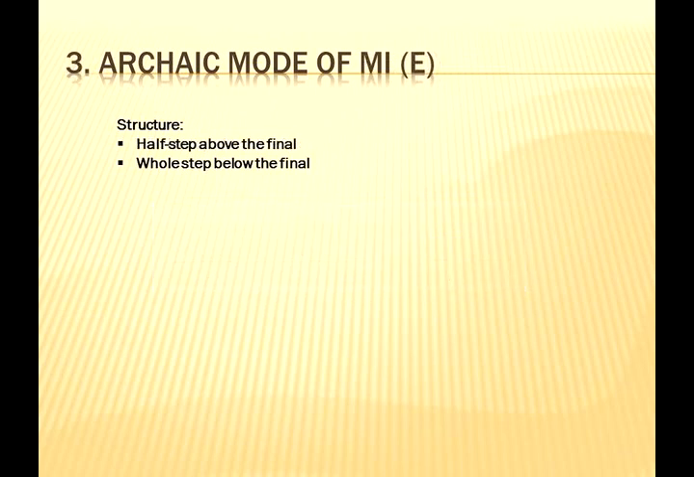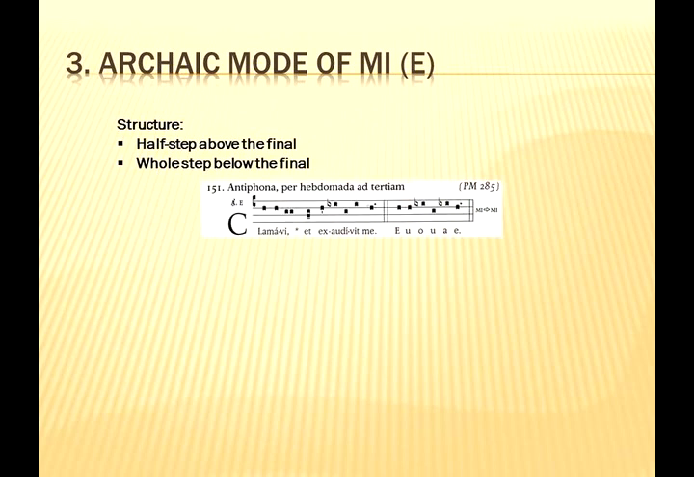Finally, the third archaic mode is that of mi. Its characteristic structure is that of a half step above the final and a whole step below the final. This example is another short antiphon from the Divine Office. Clamavi et exaudivit me. I cried out and he heard me. The antiphon is built on mi, its final.